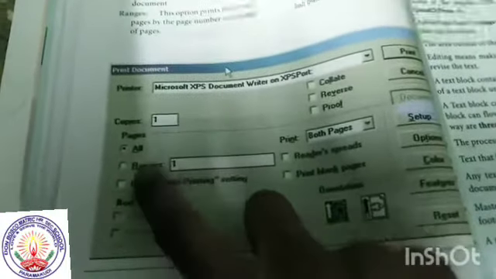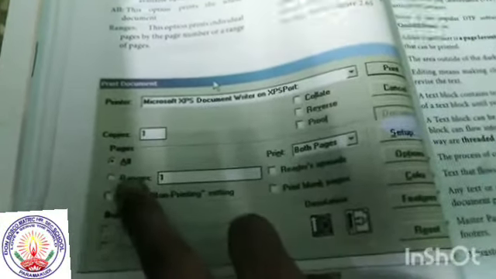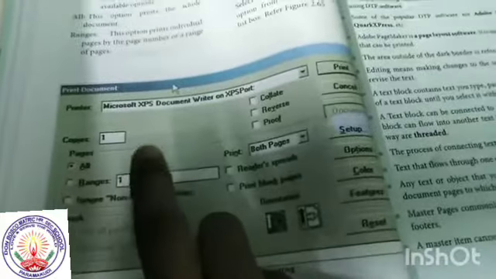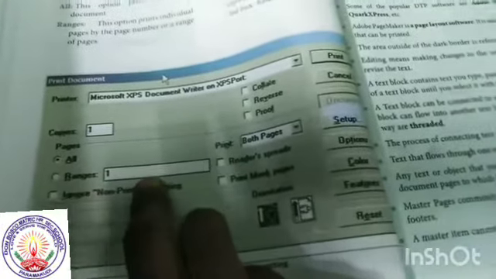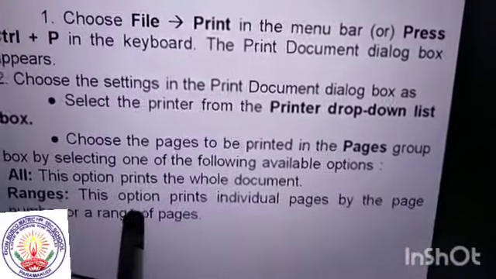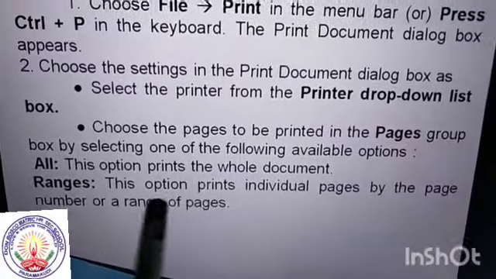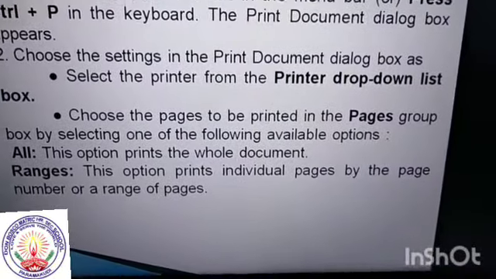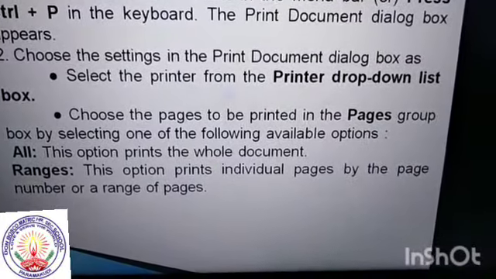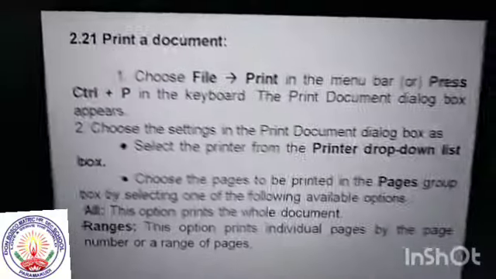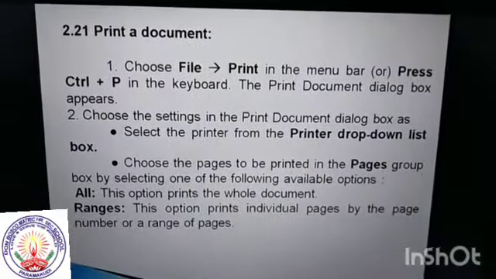Here you are given two options: All or Ranges. All means all the pages are printed. Ranges means particular pages will be printed. So the All option prints the whole document, meaning the entire document. The Ranges option prints individual pages by page number or a range of pages. Okay, so these are the concepts in print document.